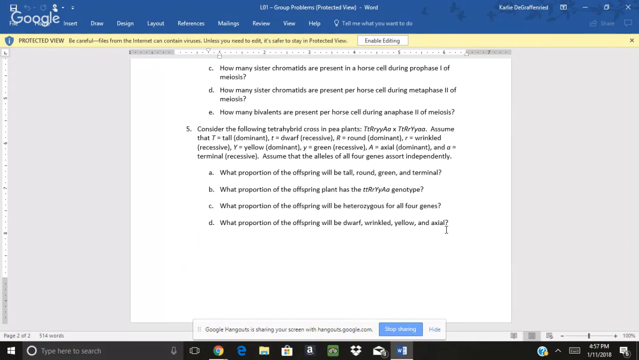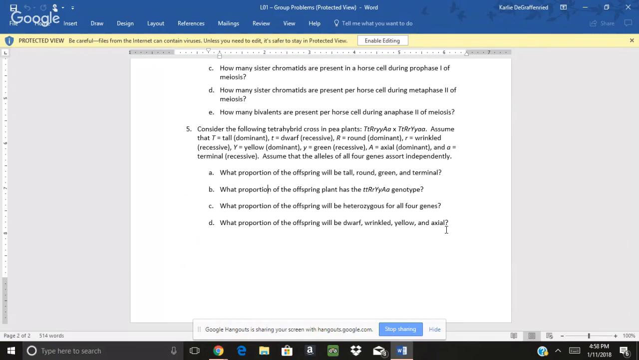And so if we multiply all of the probabilities of getting tall with round with green and with terminal, we end up getting 3/4 times 3/4 times 1/2 times 1/2, which gives me 9/64 or 0.14. So a proportion of 0.14 will be tall, round, green, and terminal.